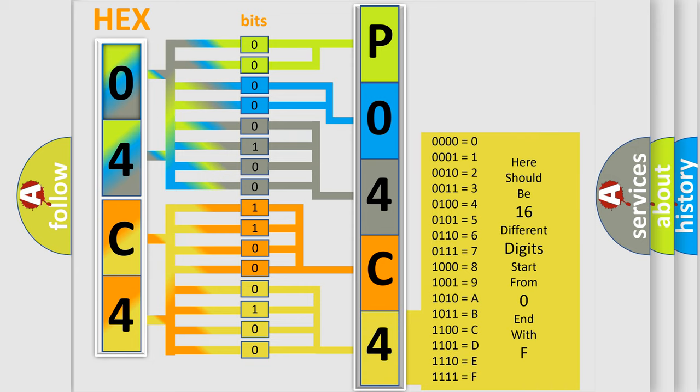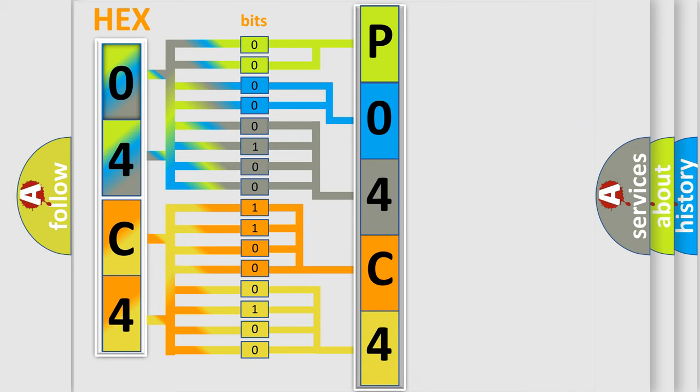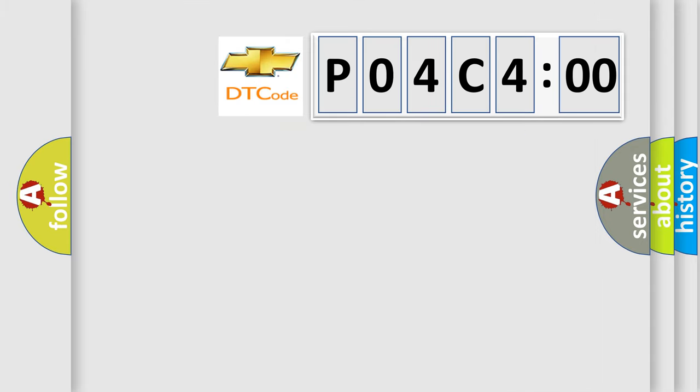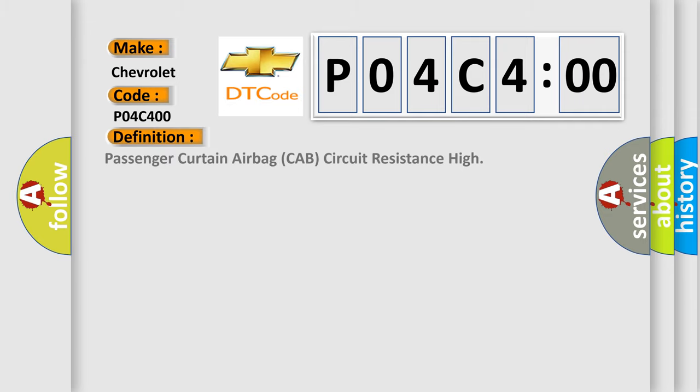We now know in what way the diagnostic tool translates the received information into a more comprehensible format. The number itself does not make sense to us if we cannot assign information to what it actually expresses. So, what does the Diagnostic Trouble Code P04C4-00 interpret specifically for Chevrolet? The basic definition is passenger curtain airbag CAB circuit resistance high.